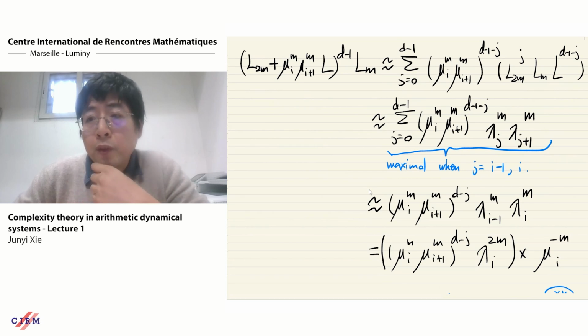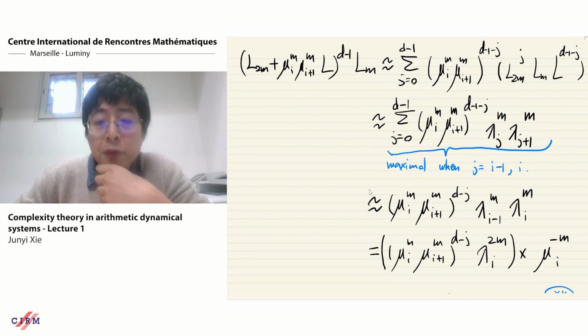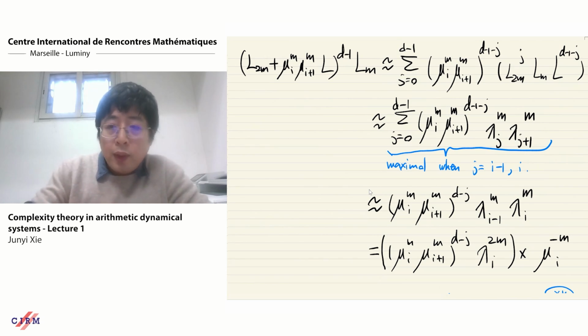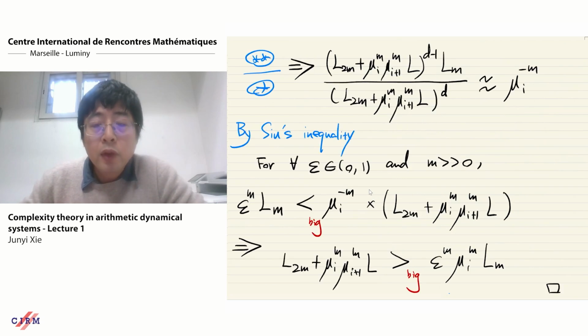Then you use the computation of a mixed degree. It is equal to the sum of mu_i(m) mu_{i+1}(m)^{d-1-j} lambda_j(m) lambda_{j+1}(m). And you can see it takes the maximum value at j equal to i-1 and i, and you just use one of them. So it is almost equal to mu_i(m) mu_{i+1}(m)^{d-j} lambda_{i-1}(m) lambda_i(m), and so equal to the last term. So you combine star and 2 star, you get this quotient. The quotient of the 2 intersection numbers we computed is just mu_i(m).